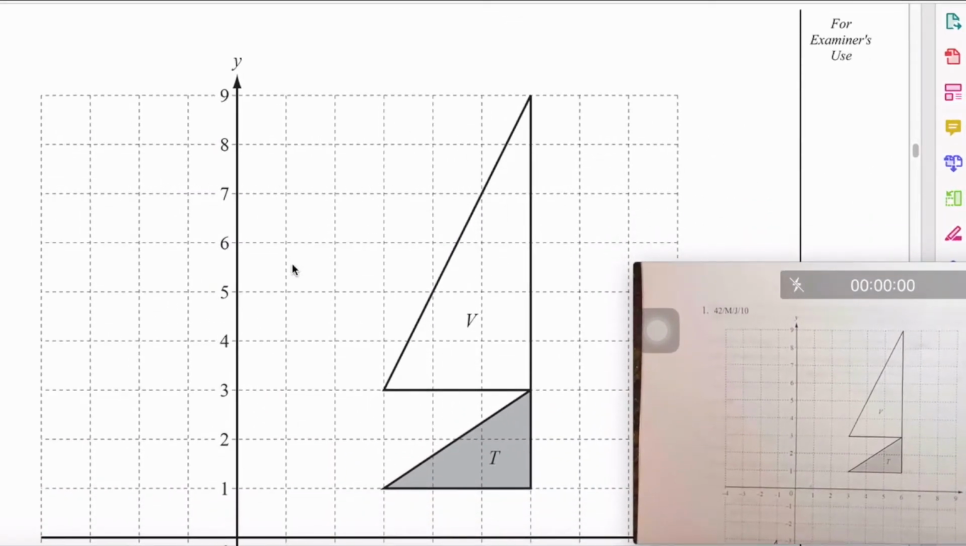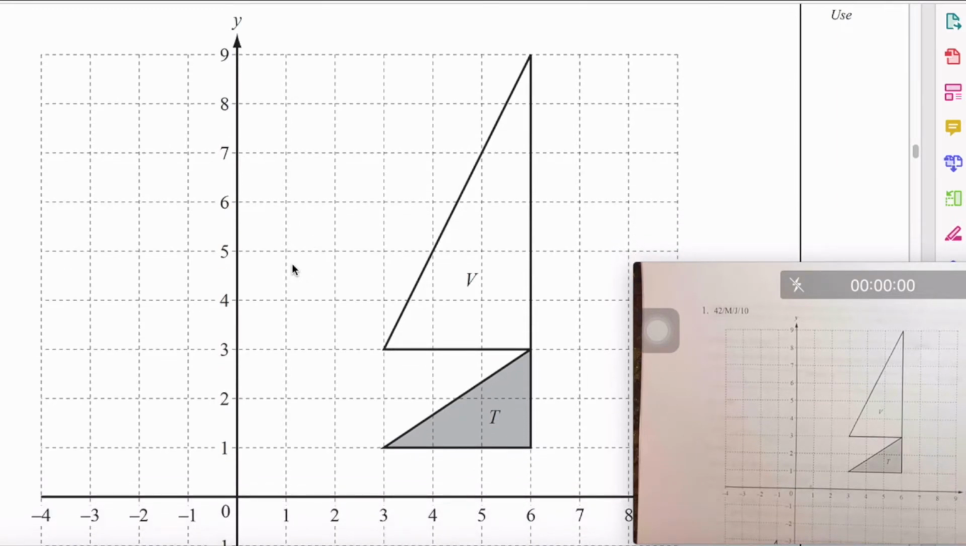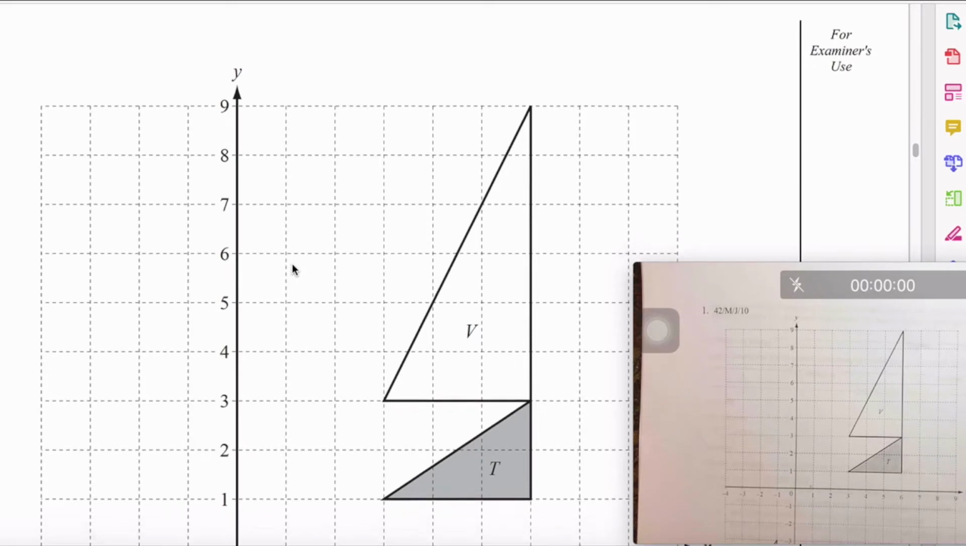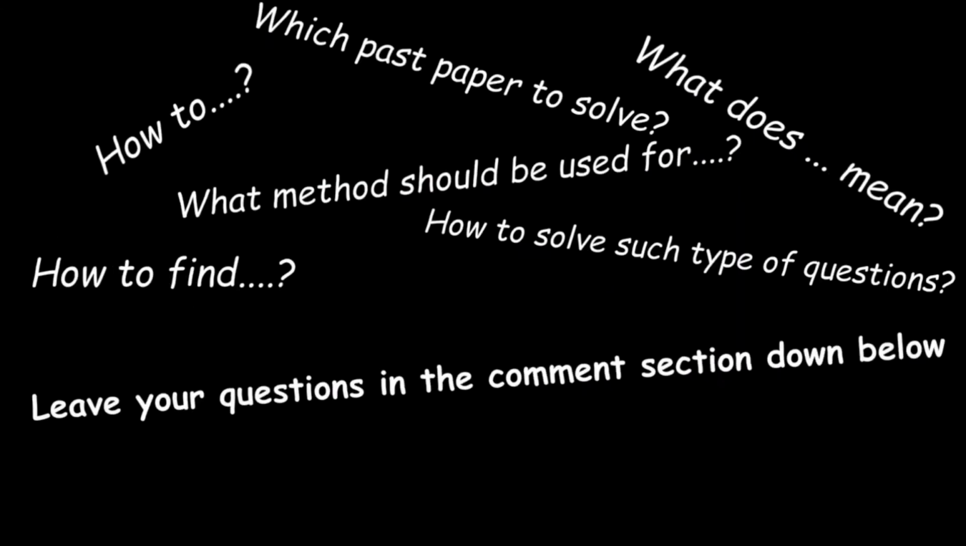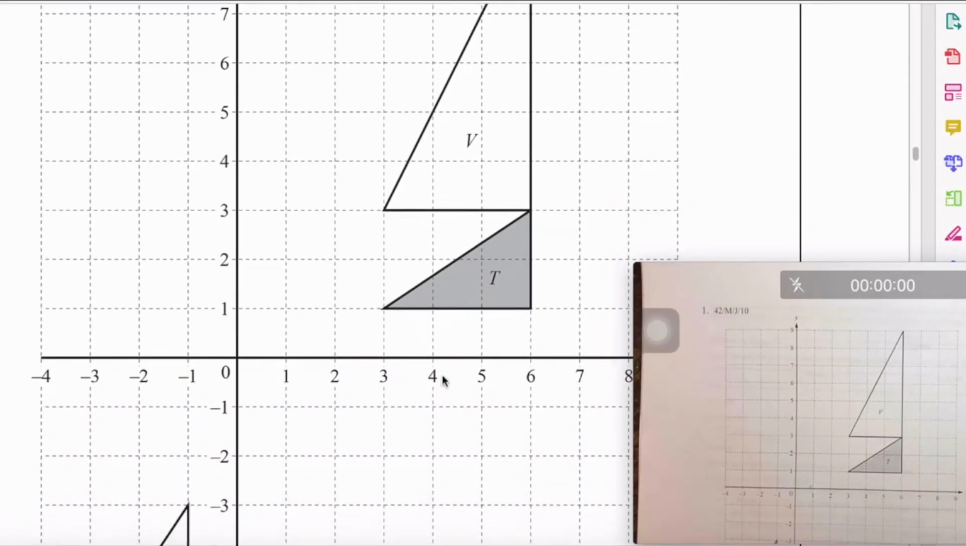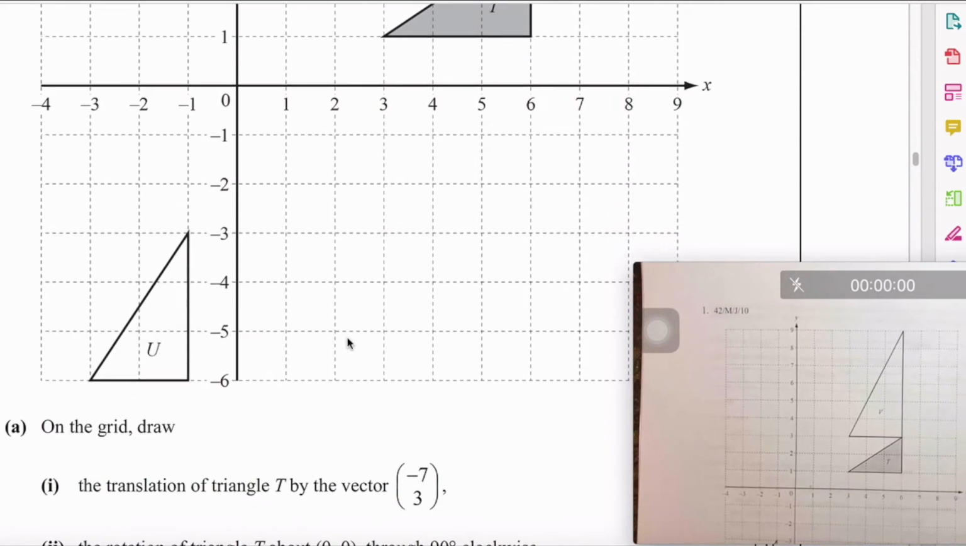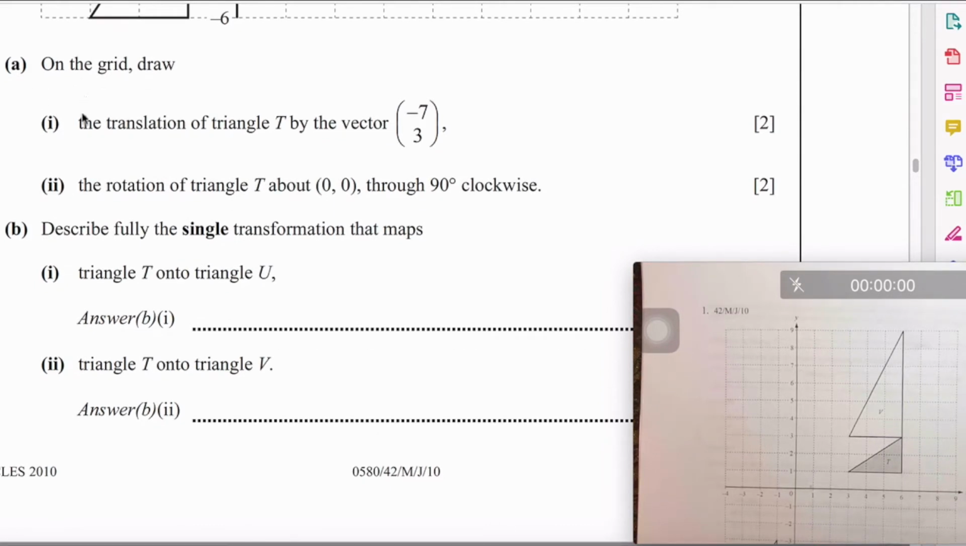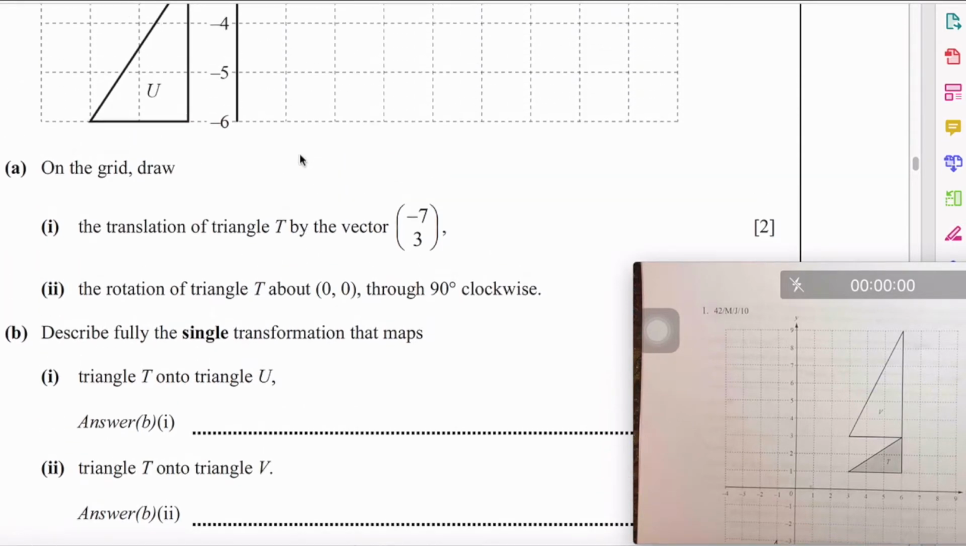My dear O level students, in this video I'm going to solve, as a sample, question number 4 from paper 4, May June examinations 2010. Look at the diagram. You are given three triangles T, V, and U, and these are the questions asked that you need to solve. Part A says, on the grid, draw the translation of triangle T by the vector (-7, 3).